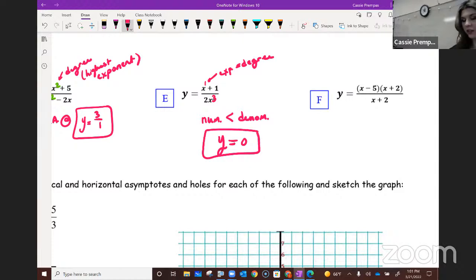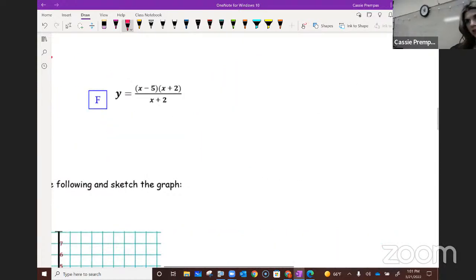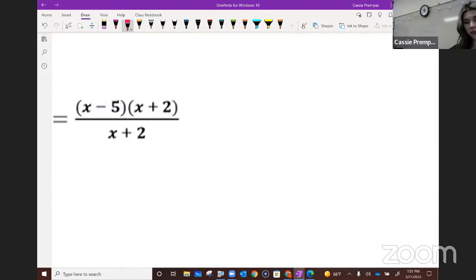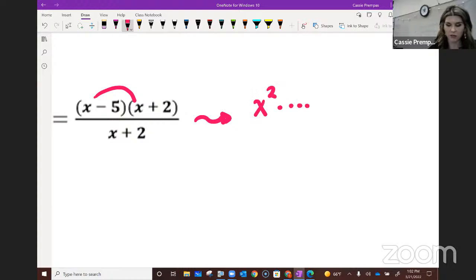Letter F, it's a little bit tricky because letter F, it's not multiplied out for you. And when you're looking for the degree, it does have to be multiplied out. So as I think about this, you don't actually have to multiply it out, but you have to multiply it out enough to where you can see the degree. So if I'm doing x times x, what would that create? Good, x squared, and then there's a bunch of stuff after, which I'll be honest, I don't really care about. And then if I look at the denominator, I have x plus 2.